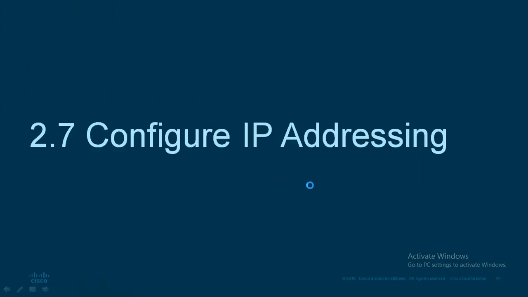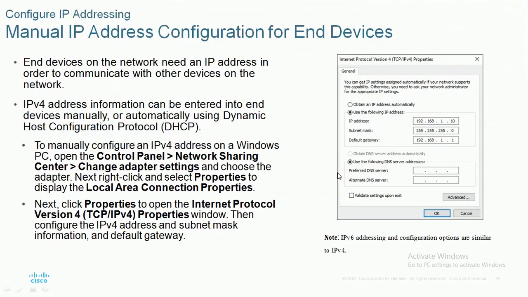Configure IP addressing. Okay, go to Control Panel, go to Network and Sharing Center, change adapter settings and properties, and go to local area network connections. We can change the IP address in Internet Protocol Version 4 (TCP/IPv4) or TCP/IPv6.